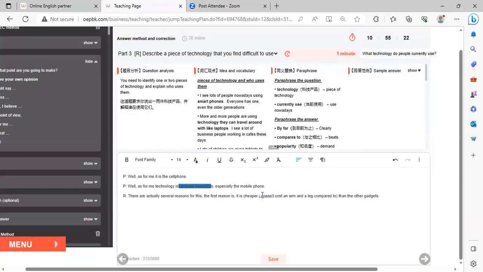So in this part you actually used what? Idiomatic expression or higher level vocabulary. Okay? Yes, ma'am. Give me another reason.